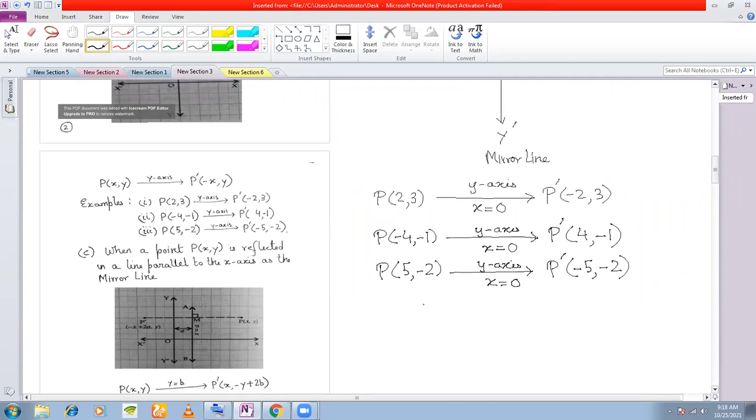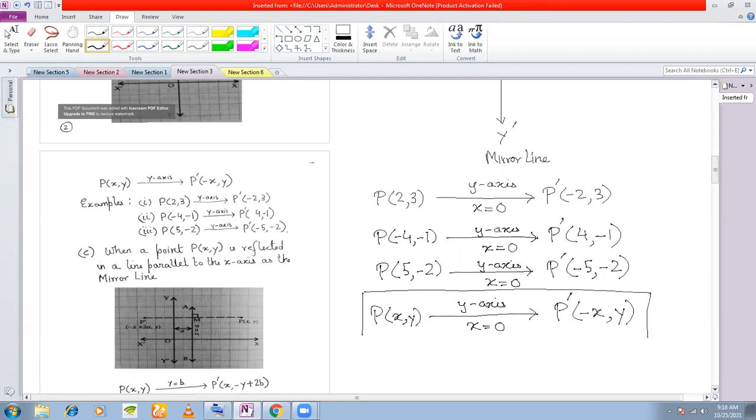So here clearly the transformation is that the point P(x, y) when reflected in the y-axis or the line x equals 0 becomes P dashed, and you change the sign of the x coordinate and you keep the y coordinate the same. This is the transformation that you must remember.